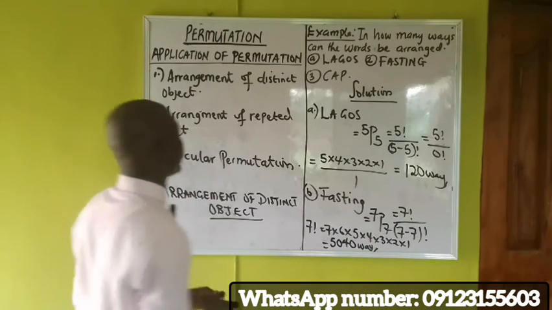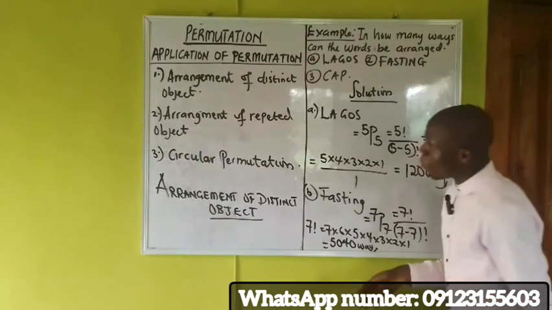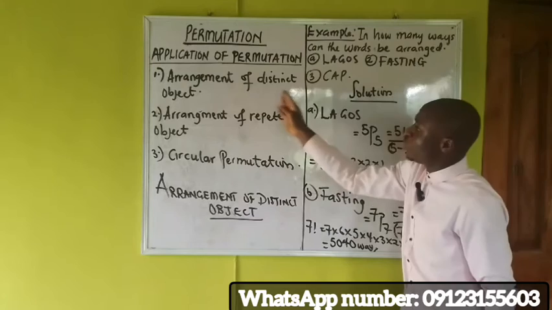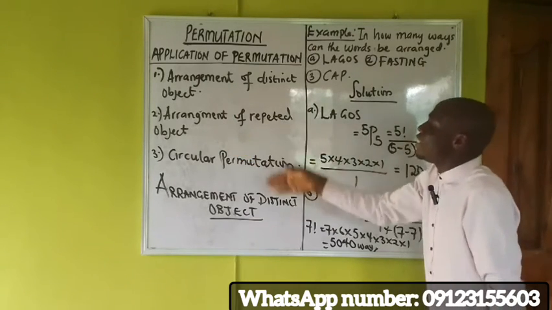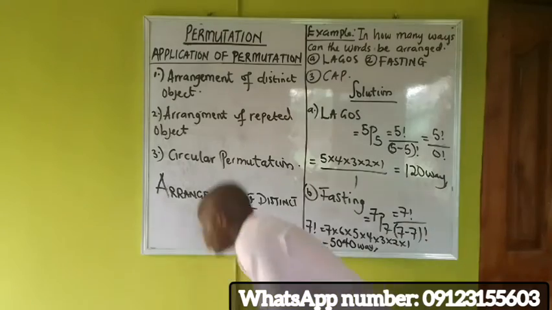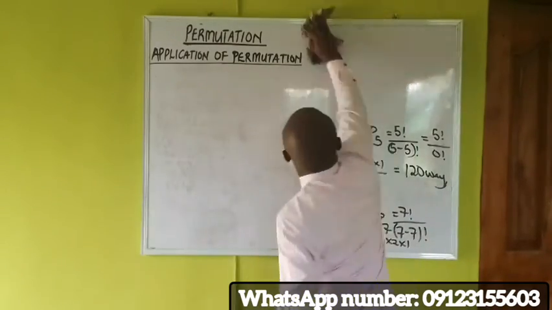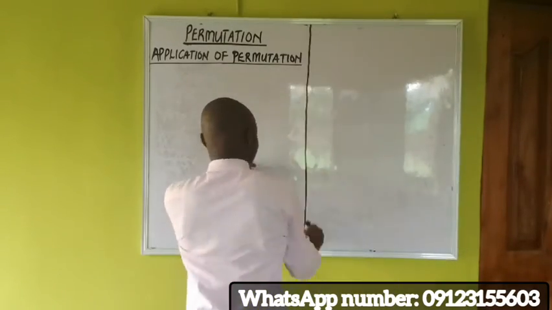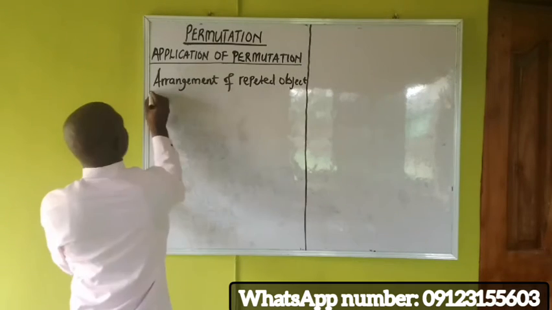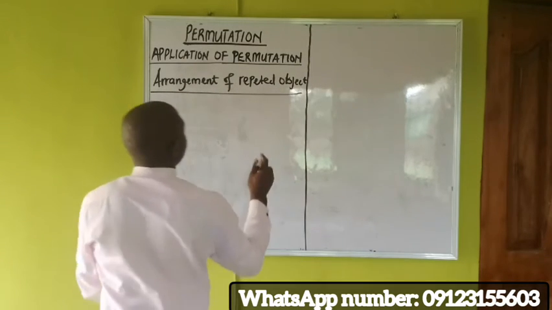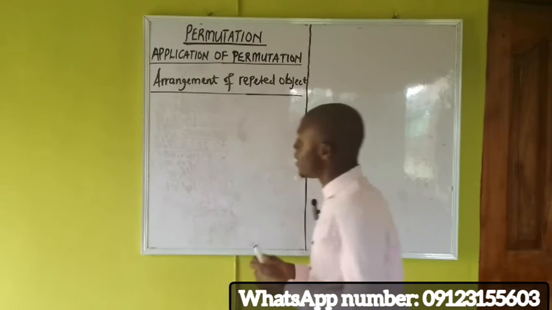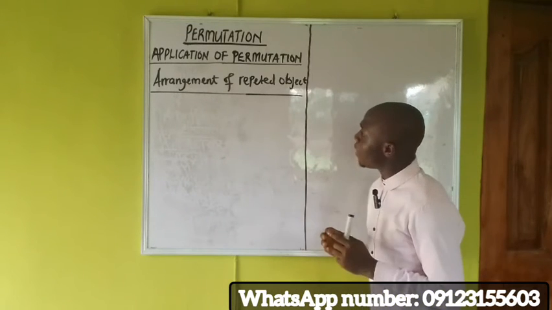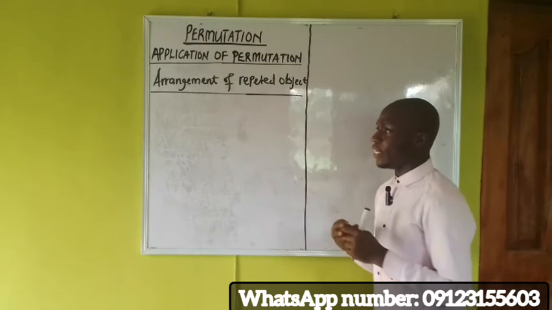We have considered the arrangement of distinct objects. Let's move to arrangement of repeated objects. Alright, let's consider arrangement of repeated objects. Let's take an example under this.